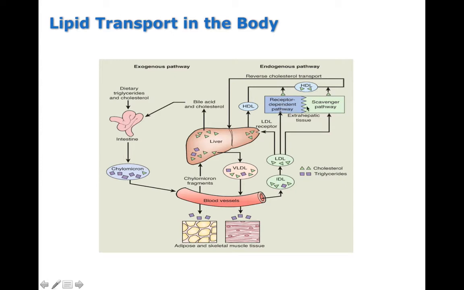Now, when this happens, then cells can actually send back lipoproteins in the form of HDL. And these are high density lipoproteins because they're mostly protein, less lipids, and just a little bit of cholesterol. Now, these are transported back towards the liver for recycling.